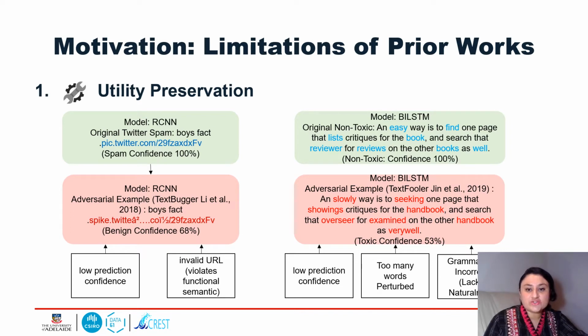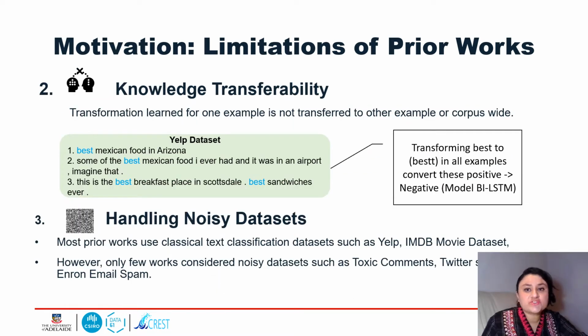Similarly, another state-of-the-art model, TextFooler, converts the non-toxic comment to a toxic comment with a very low confidence score. Moreover, it perturbs too many words and produces a grammatically incorrect sentence. For example, easy is converted to slowly. However, slowly does not fit the context and it should not start with an, because it does not start with a vowel.